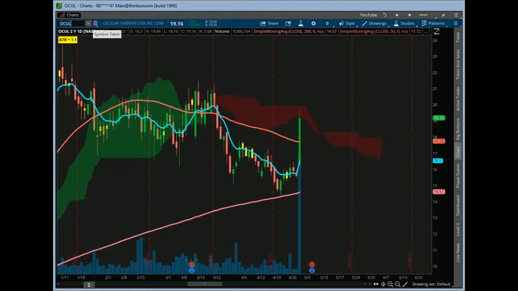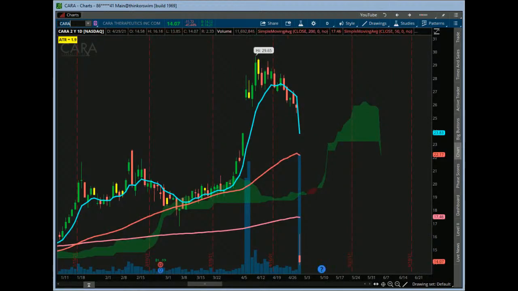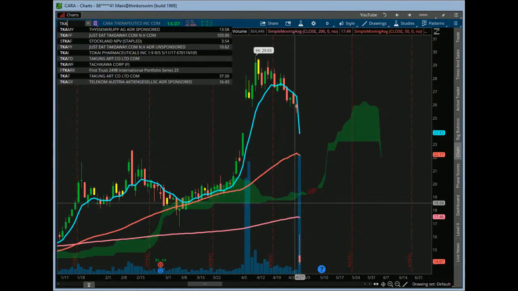So that's pretty nasty. OCUL. Let's take a look. Ocular Therapeutics. That is a nice candle right there. Yeah, strong on that one. Looks like it's pushing up here after hours. KARA. Let's take a look. Kara Therapeutics. Oh, just brutal. Oh, it's down here, guys, if you're looking for it. Here's the candle down here.